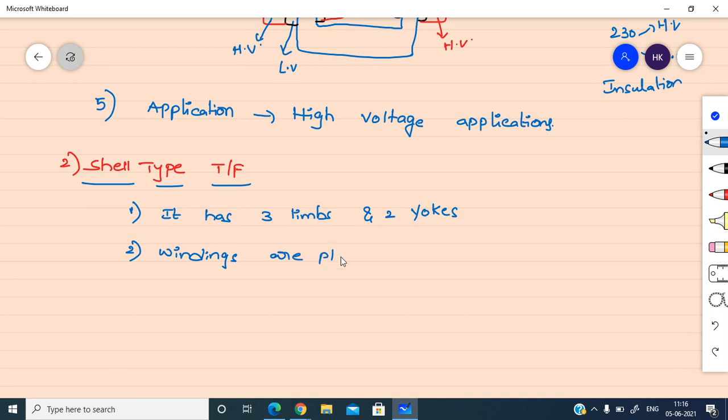Windings are placed only on the central limb. And in core type transformer, windings cover the core. That means on top of the core, we want the winding. Now here, the outer part will be core and we can't see those windings. But for core type, the outer thing is the winding. Here windings are covered by core.